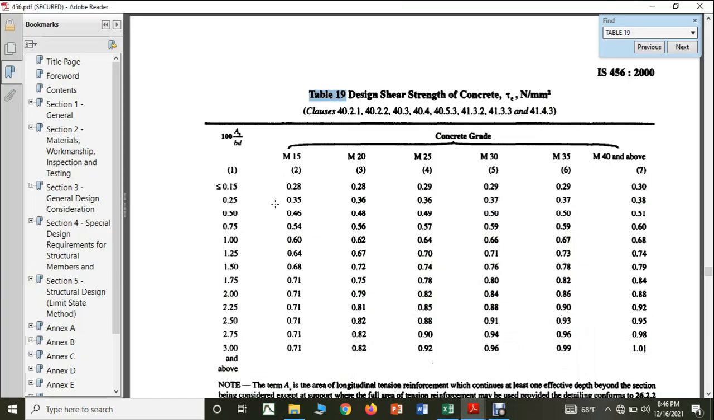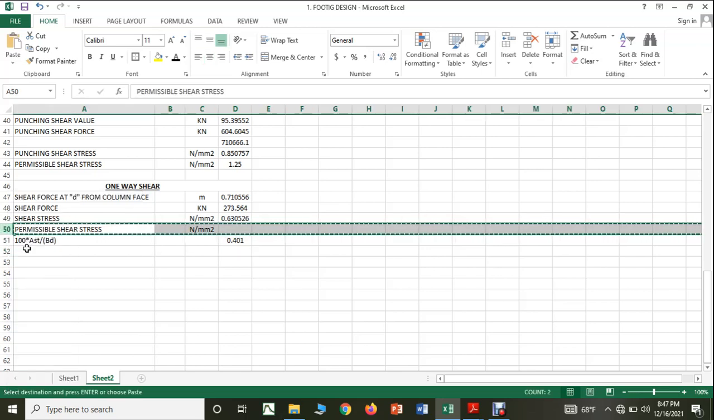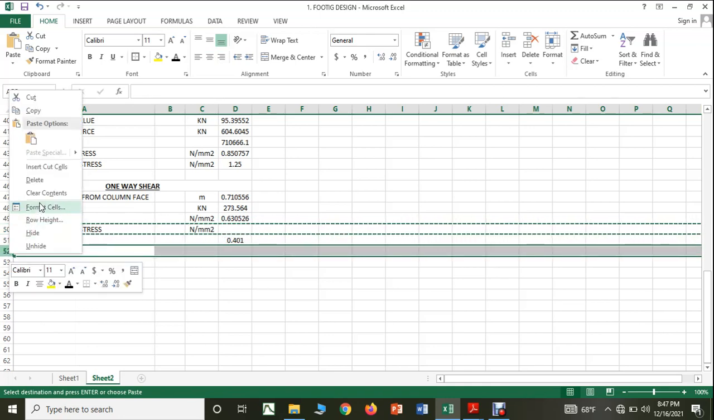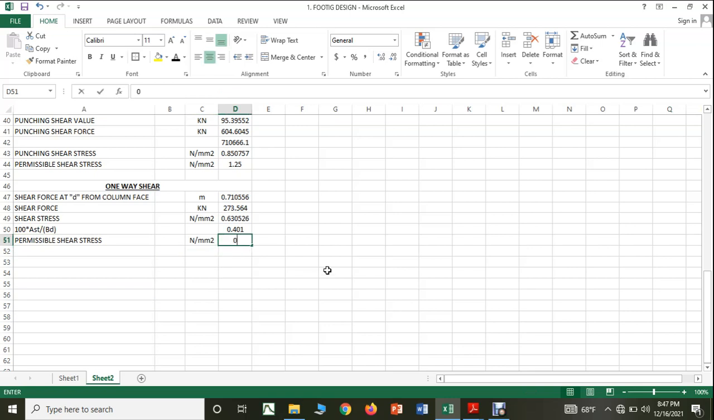Now by looking into that, go to 0.40 and M25 grade of concrete. Here 0.40 is not there, it will be between 0.25 and 0.50. The next video I will tell you how to do the interpolation. So I can go to 0.50, but for 0.50 my grade of concrete gives 0.49, right? So my permissible shear stress will be 0.49. I will just cut it here and paste here. So therefore it will be 0.49.